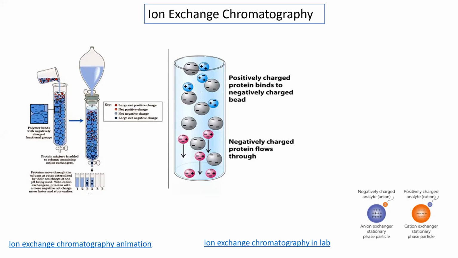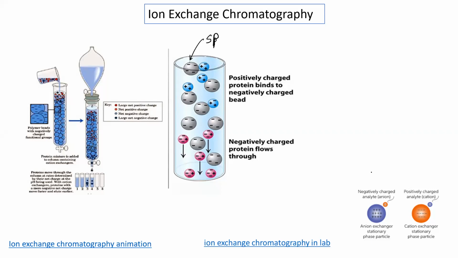Now if you look again in this column, positively charged protein binds to the negatively charged bead. So this bead is going to be your stationary phase, and there is going to be a binding based on the charge. These two different colors are showing the two different charges. So if it is a negatively charged stationary phase, the positively charged analytes are going to bind to it, and the rest of them, which cannot bind, which repel each other, will flow down.